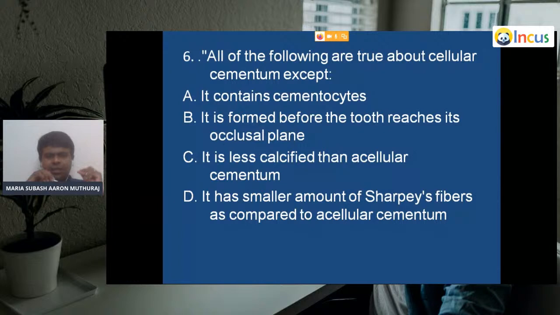It is correct. And cellular cementum, as I already told, has a smaller amount of Sharpey's fibers when compared to acellular extrinsic fiber cementum. Smaller amount, so option D is also correct. The only option which is wrong is option B, because cellular cementum is formed after the tooth reaches its occlusal plane. Therefore, option B is the answer for this question.